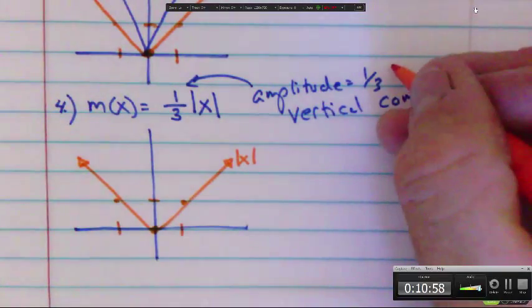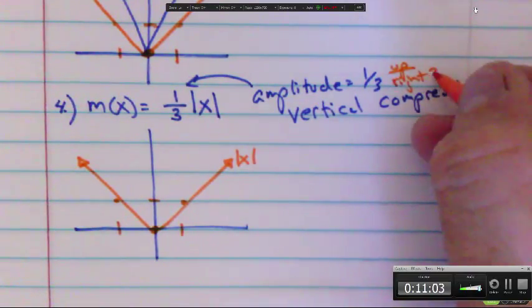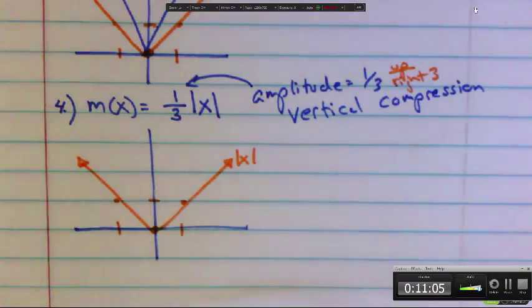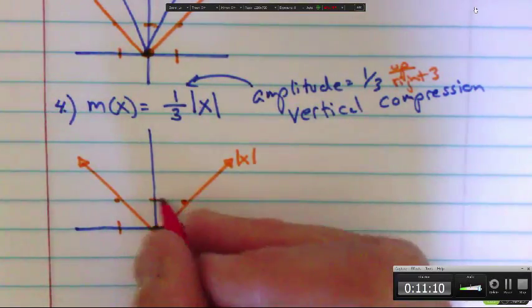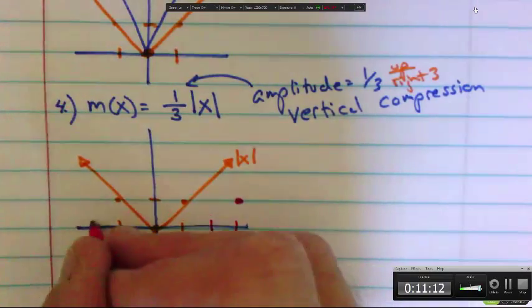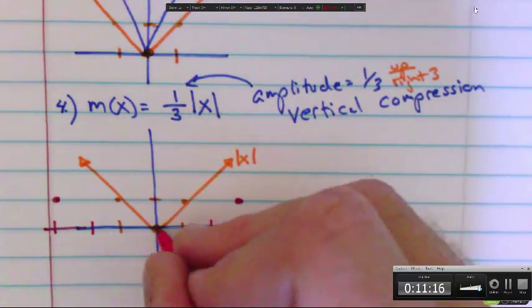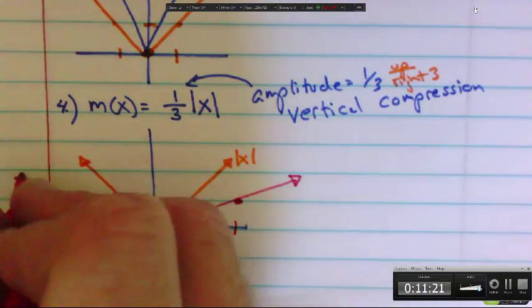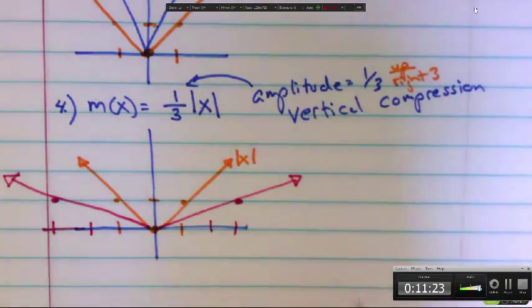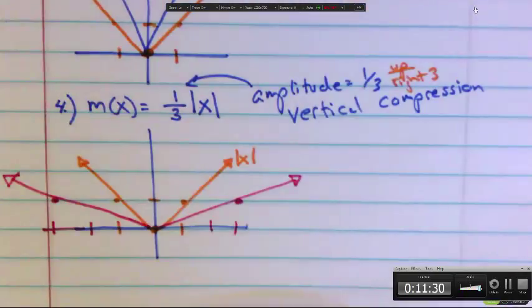This says our amplitude is 1/3. So instead of going up 1, right 1, we're going to go up 1, right 3. So looking at this picture, we're going to go up 1, right 3. And then we're also going to do the mirror image of that. Up 1, left 3. So this is exactly 1/3 of the height of absolute value of x. This is being compressed by a factor of 1/3.